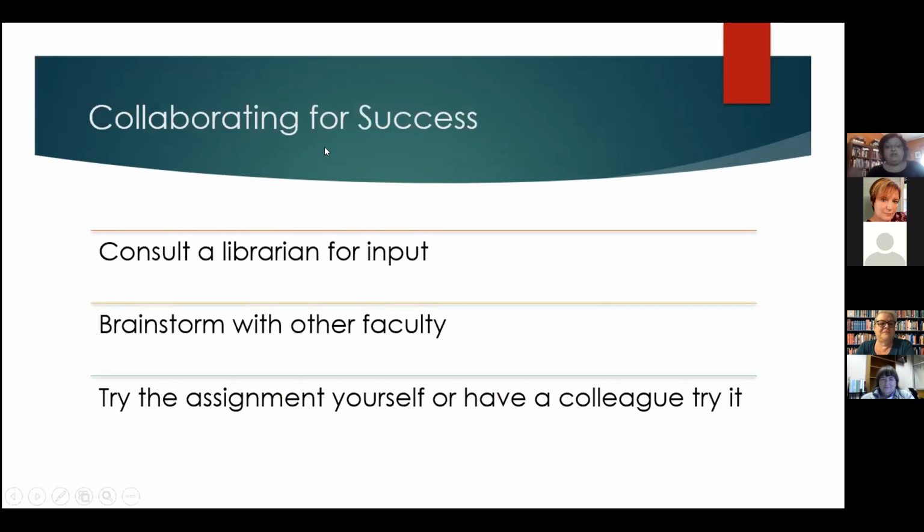All right. We just talked about how we can collaborate with librarians, brainstorm with other faculty, try the assignment ourselves, make sure that we can do it before the student can. And a lot of this helps us to refine our assignments and have a very polished product before it gets to the students. We often are in a rush to get courses together. I think it's always really important to look at the assignments before they're being submitted, just to make sure we didn't miss anything, to make sure that we've got everything down.